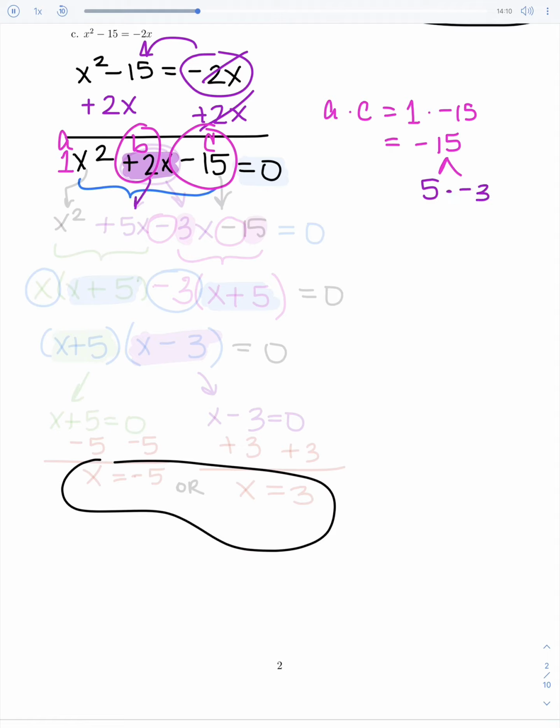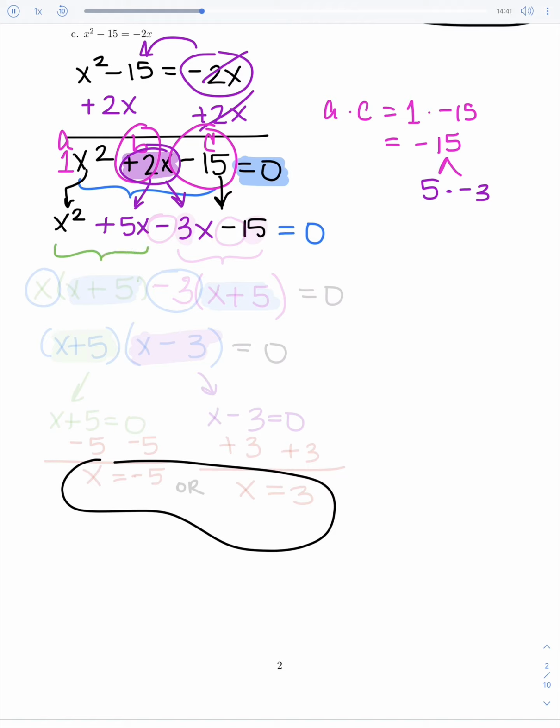So what that lets me do is break down that middle term, that positive 2x, into a positive 5x and a negative 3x. The first term, the x squared, will stay the same. The last term, the negative 15, will also stay the same. And let's be careful not to lose the other side of the equation, that we equal 0, because we're getting solutions for x. Now what? Now we have 4 terms.